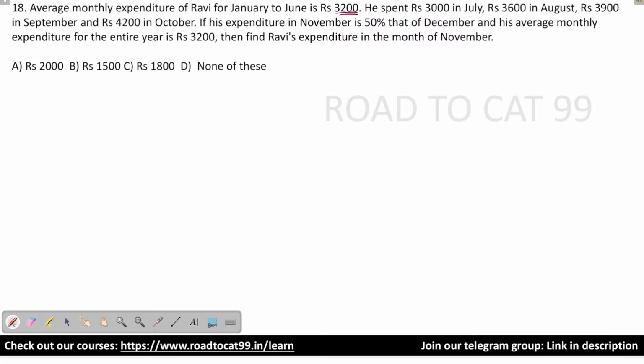बहुत simple question है ना? Averages का. From January to June उसका total expenditure क्या है? Average is 3,200, so total will be 3,200 into 6.